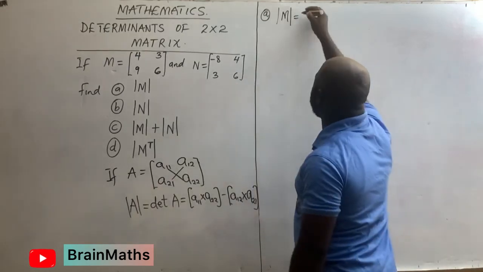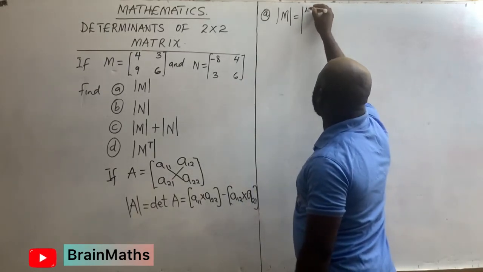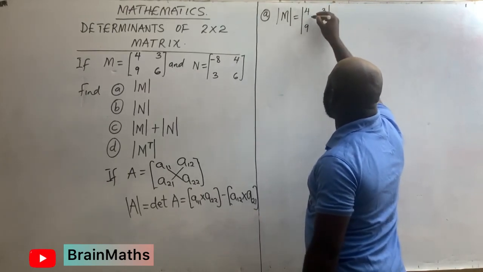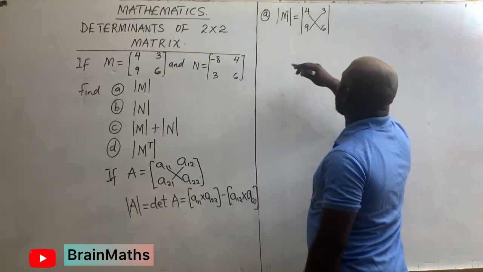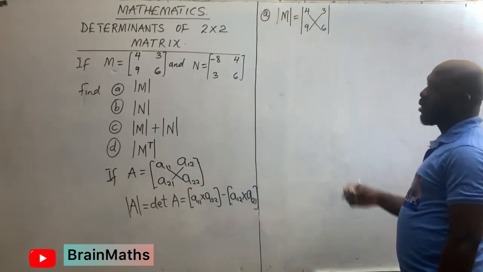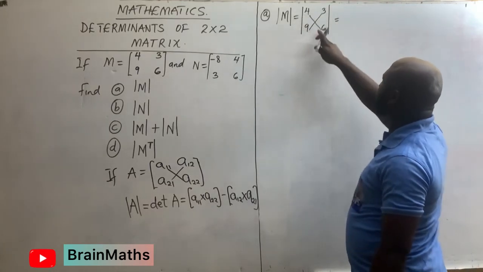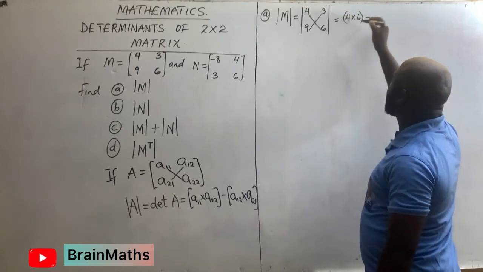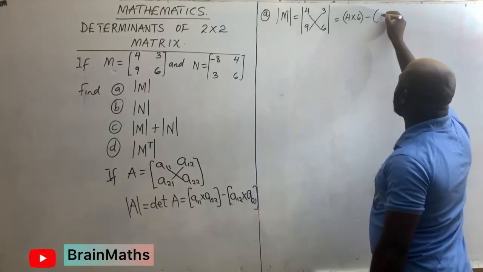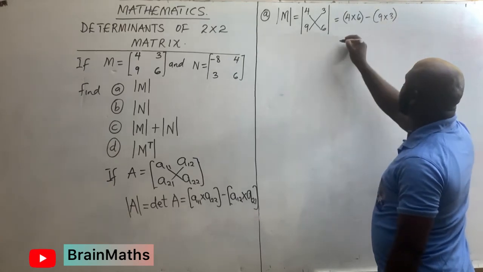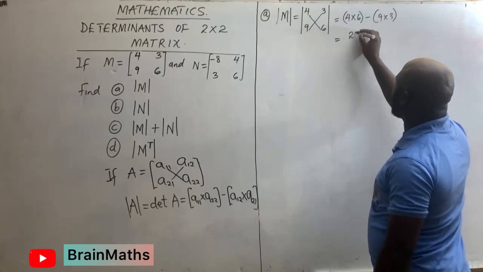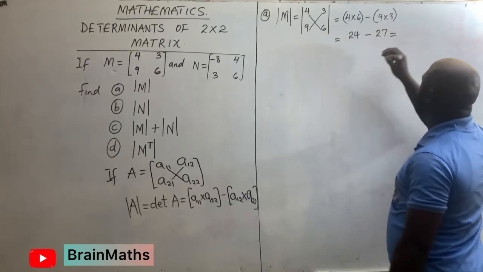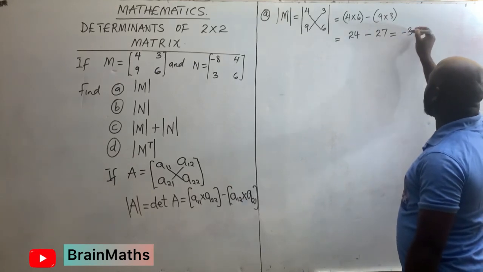So our matrix M has entries 4, 3, 9, 6. As I said earlier, you draw a diagonal, considering the leading diagonal. The leading diagonal in this case is 4 and 6. So we say 4 times 6 minus the other diagonal, which is 9 times 3. 4 times 6 is 24 minus 9 times 3, which is 27, and that is going to give us minus 3.